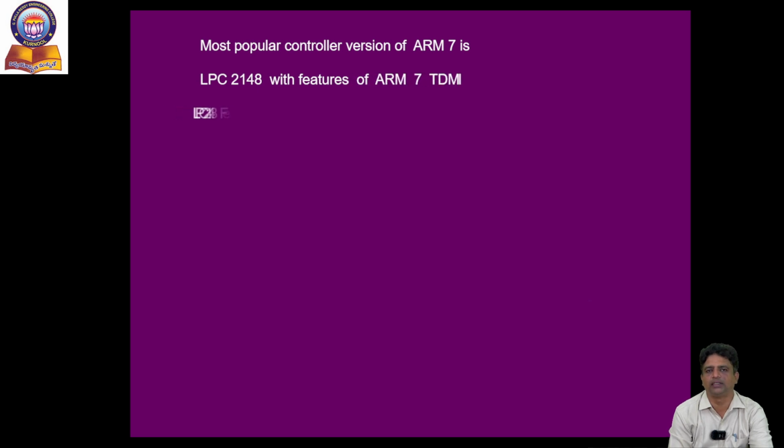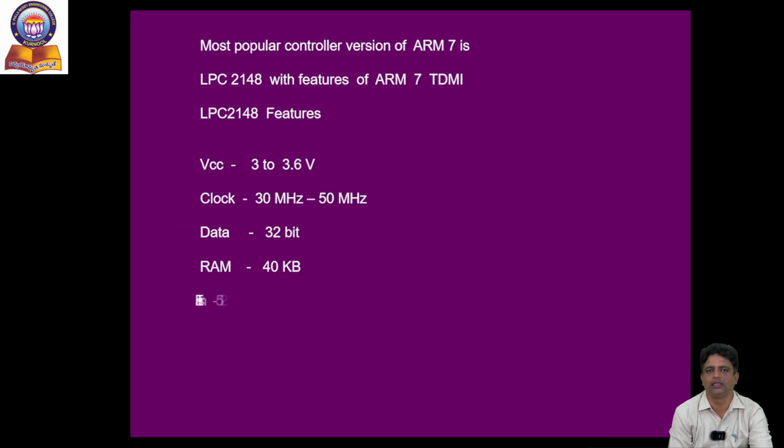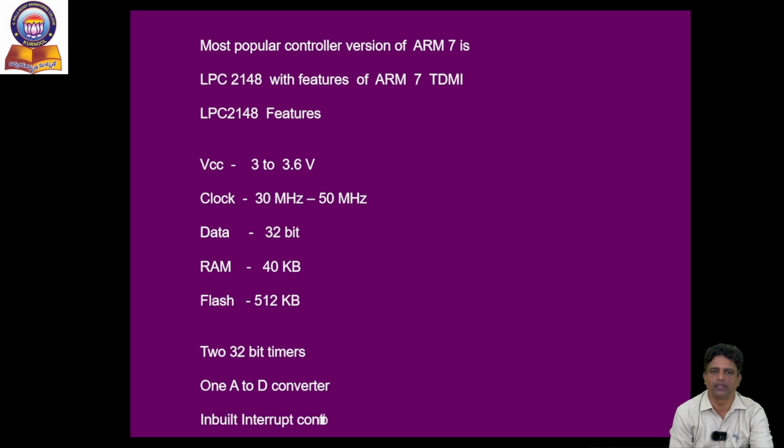One of the basic controller designs inside the ARM7TDMI processor is LPC2148. Here, LPC stands for low power consumption microcontroller. We can see the clock frequency on the screen represented in the range from 30 megahertz to 50 megahertz, which is a very appreciable arrangement for a 32-bit controller.